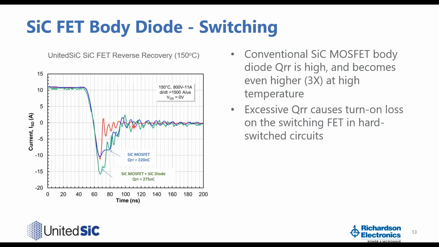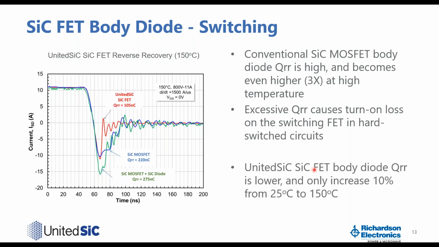Another very important aspect of the body diode performance is the switching. So what's the QRR during reverse recovery? Let's do a comparison. This plot here is the reverse recovery switching waveform of a conventional silicon carbide MOSFET at 150 degrees C. That's the blue curve here. You can see the QRR is quite high. It's 220 nanocoulomb. And if you are using this silicon carbide MOSFET with a silicon carbide anti-parallel diode, the QRR will go up even further to 275 nanocoulomb.